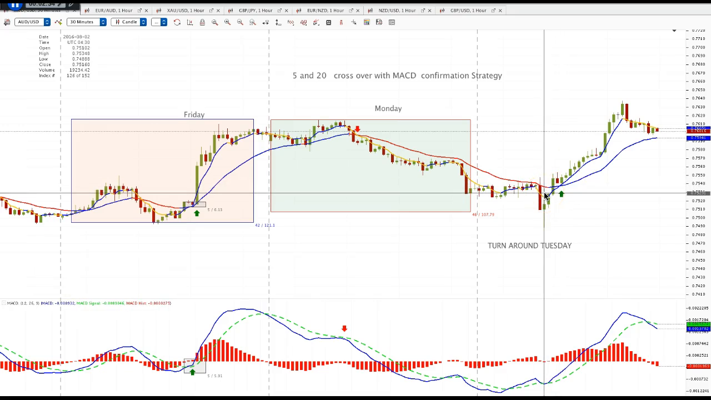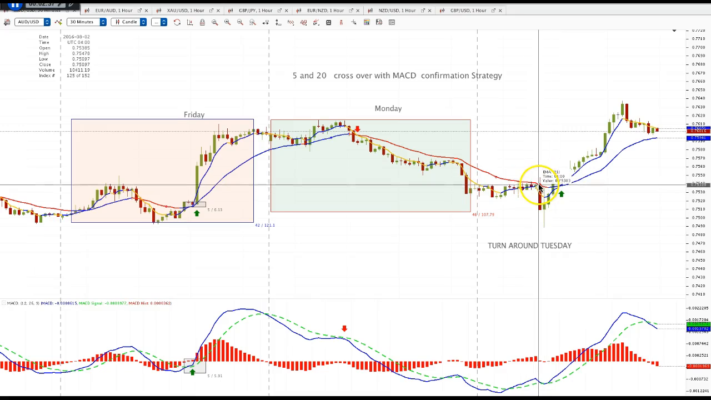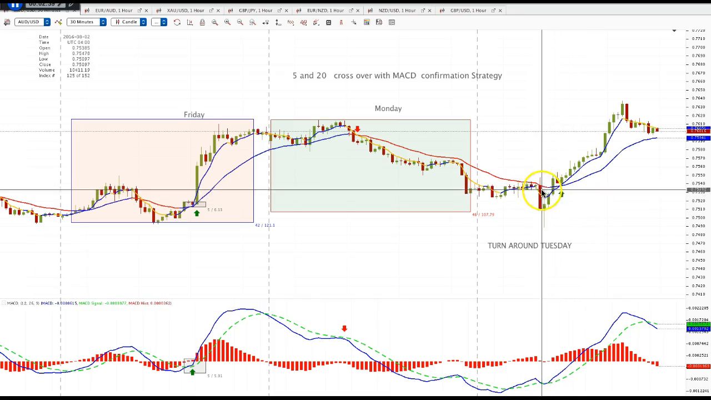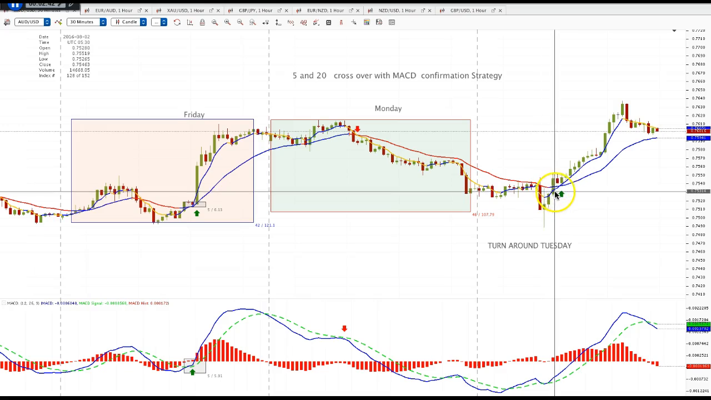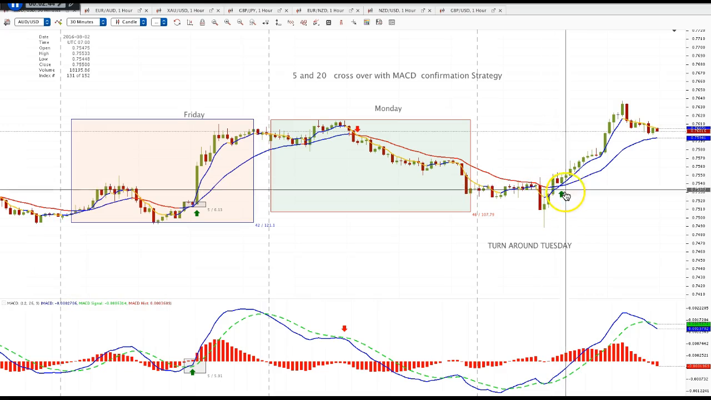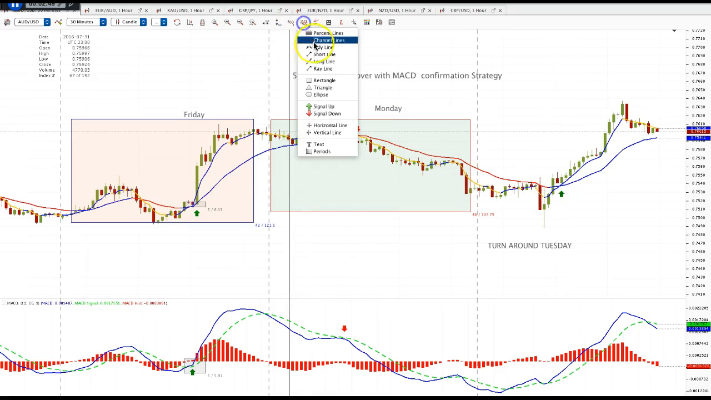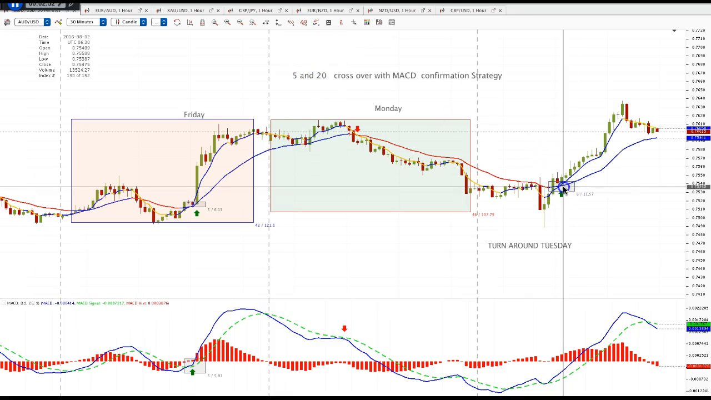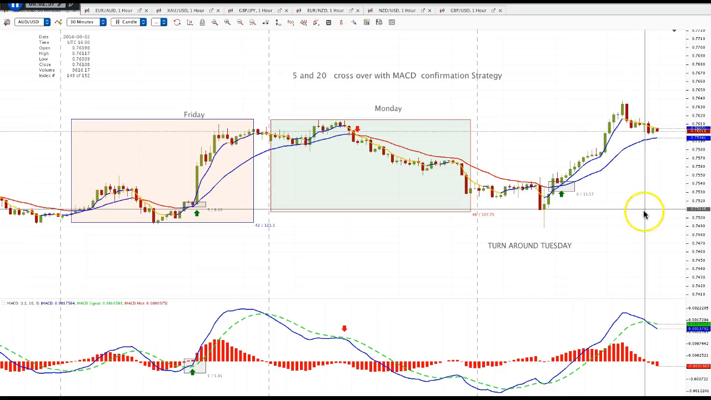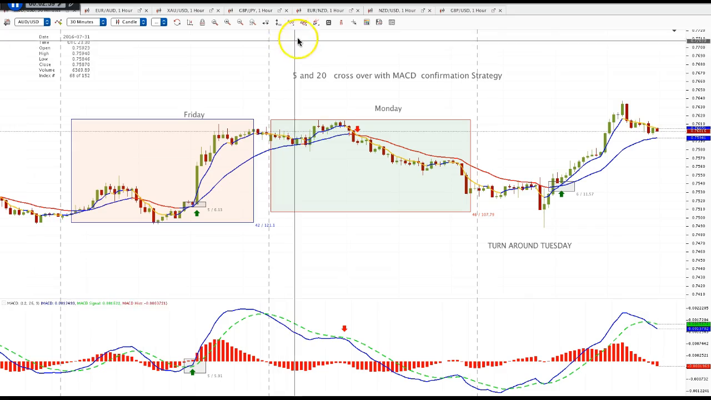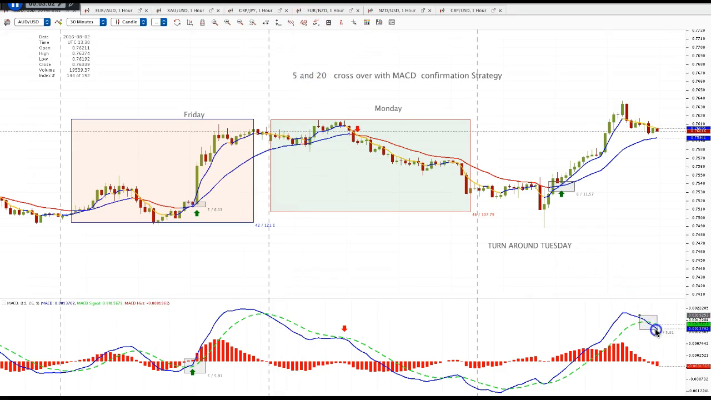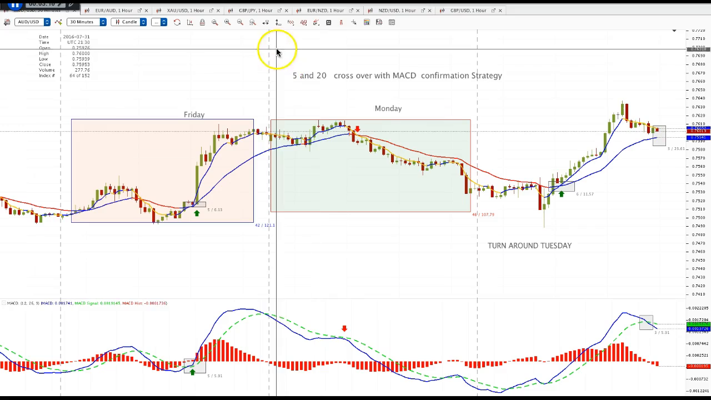If the two lines are braided, then it's not a good setup. But if the two lines were angled and separated prior to the turnaround, then you see the crossover, that's a good, healthy setup right there. So there's the trade, and I would exit it after I saw this bearish engulfing candle for about 80 pips. Now, we do see the two lines of MACD have crossed to the downside, but it has yet to cross to the downside on the 5 and 20. Let's look at some other setups.